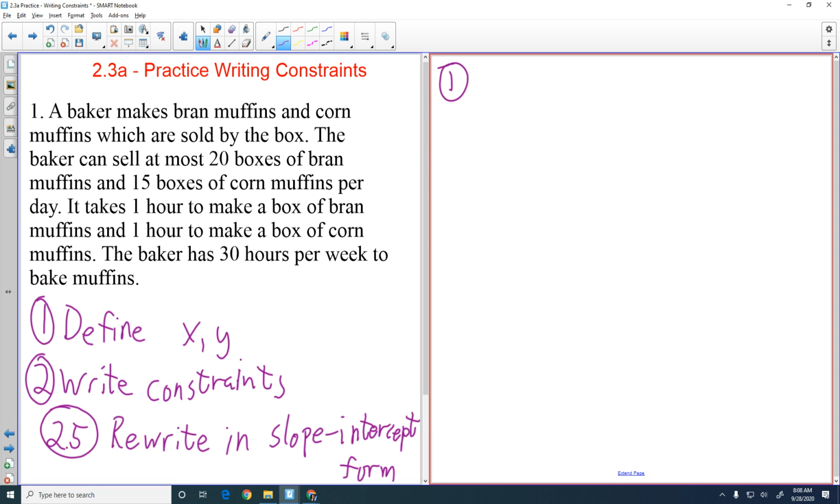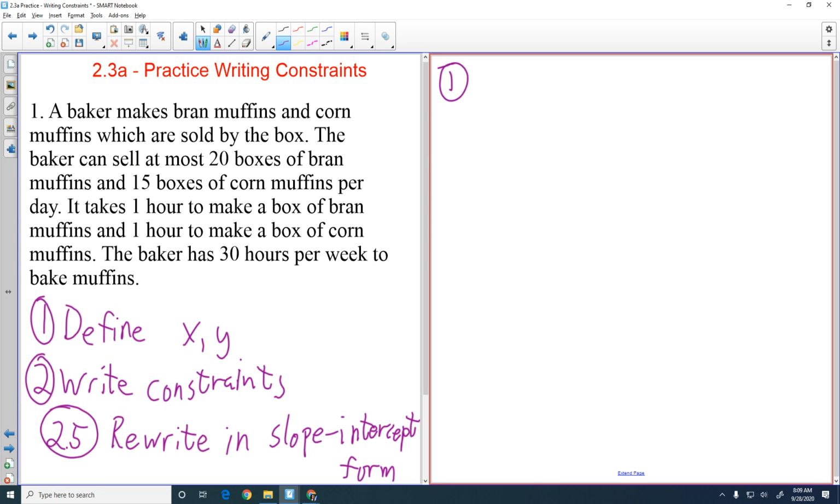All right, here we go. I'm a baker. He's making bran muffins and corn muffins. Sounds delicious, right? And they're sold by the box. The baker can sell at most 20 boxes of bran muffins and 15 boxes of corn muffins each day. All right, at most. That's the most he can do for each of those types of muffins. It takes 1 hour to make a box of the bran muffins, and it takes 1 hour to make a box of corn muffins. And the baker only has 30 hours each week to bake muffins, regardless of the type.